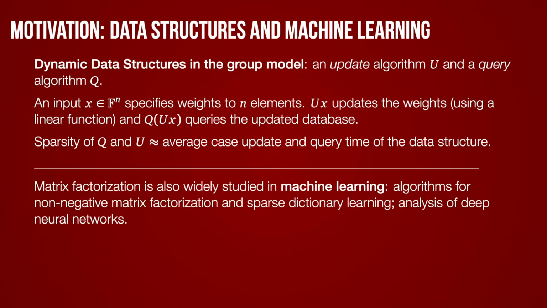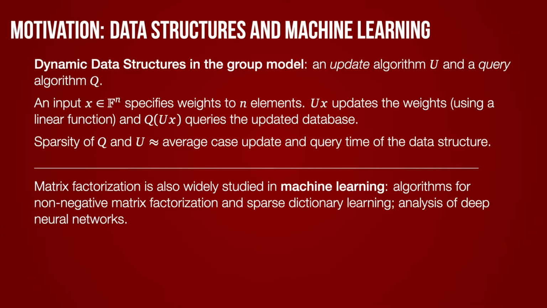Now, of course, nowadays no talk is complete without mentioning machine learning. And it turns out that this problem of factoring a matrix into a product of two sparse matrices also comes up there. Of course, they are usually more interested in algorithms than in lower bounds, and they are usually also fine with approximating the matrix and not computing it exactly.